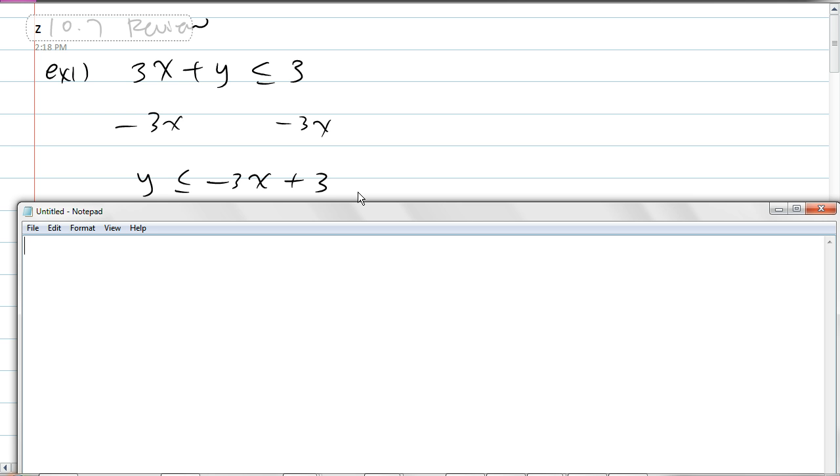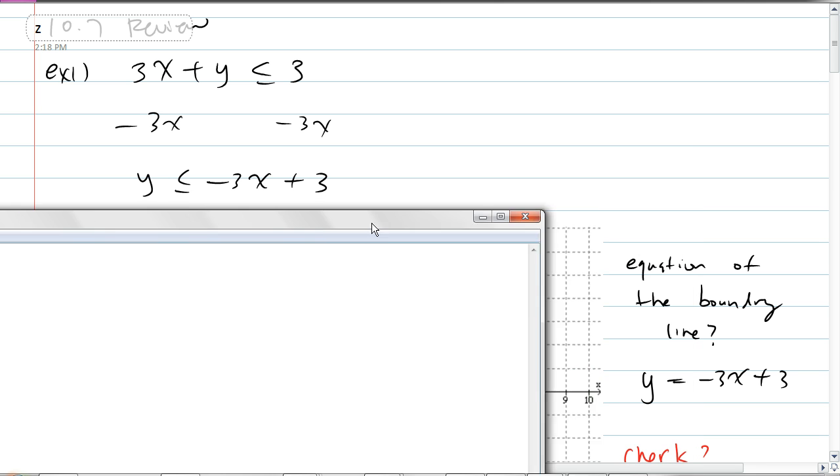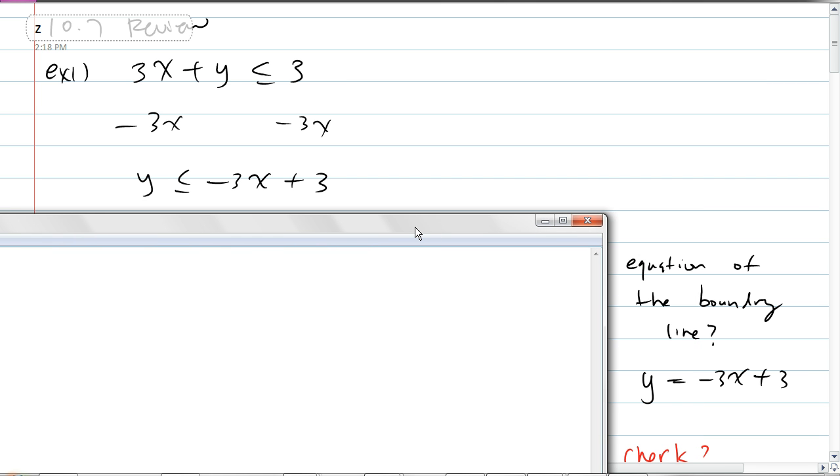What is the equation of this boundary line? Yeah, you just make it into an equation. You just replace the inequality with an equal sign, right? Isn't this your boundary line? y equals negative 3x plus 3. You guys remember this? Do you know how to graph that line? Yes. You better be able to.